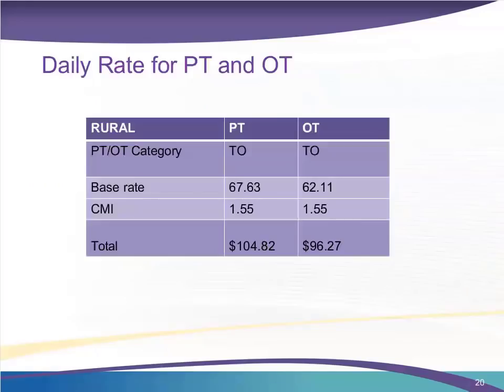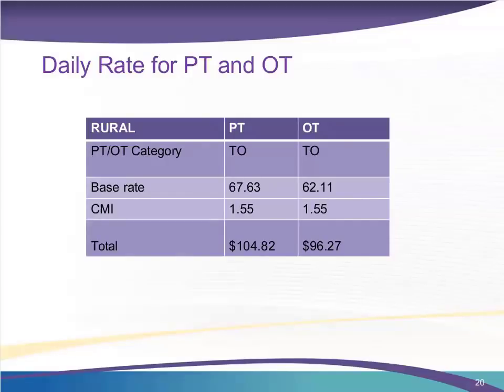Okay, so here it is on a daily rate. It's a TO. You've got your base rate, and I used a rural amount for this. 67.63 times 1.55 is your $104.82 a day for PT. For OT, 62.11 is your base rate, your CMI, again, is 1.55, and that's your daily rate for OT. The patient is going to receive this every day, with the one exception I'm getting ready to talk about.